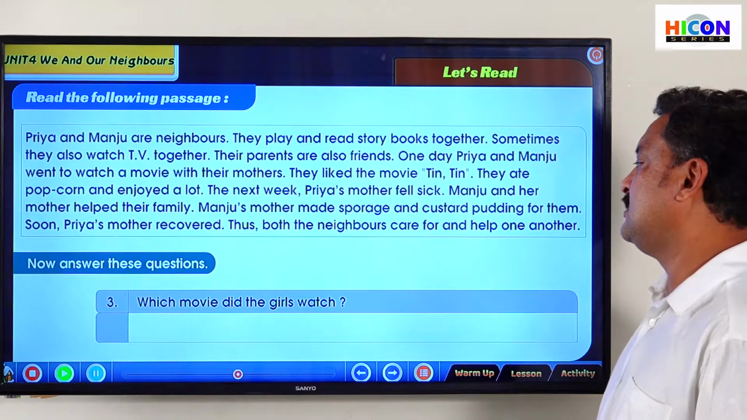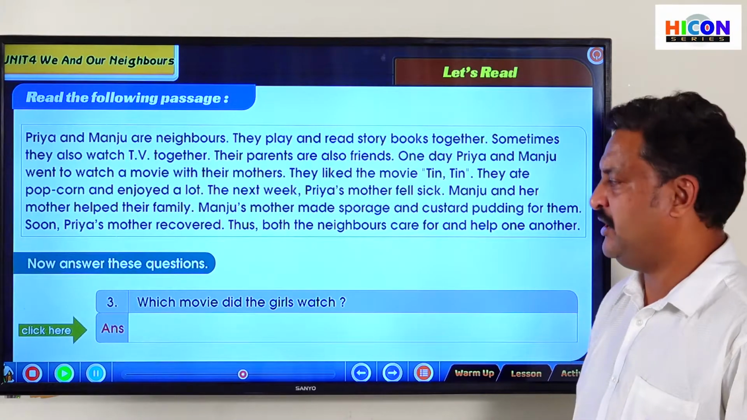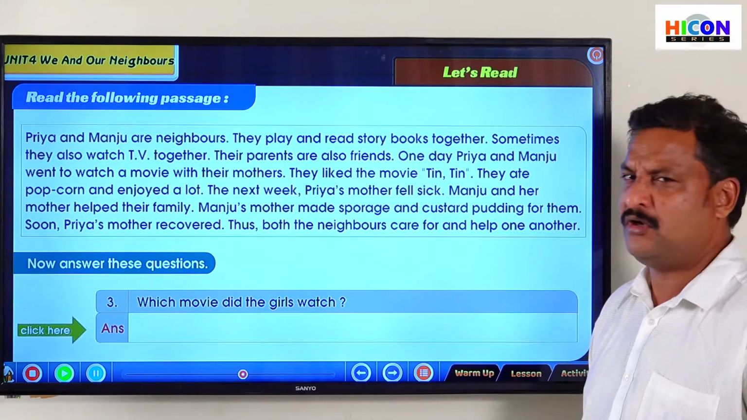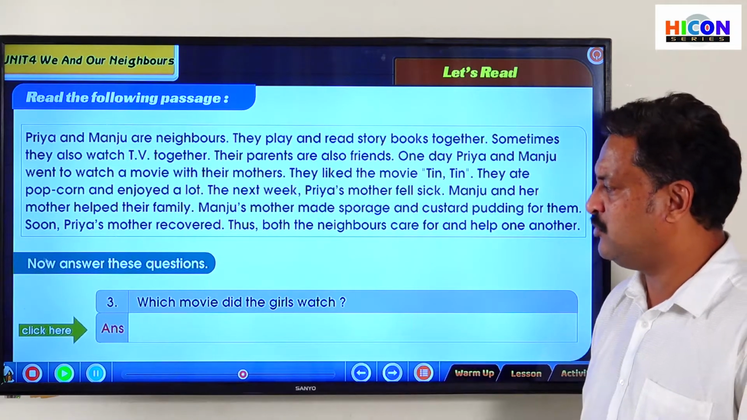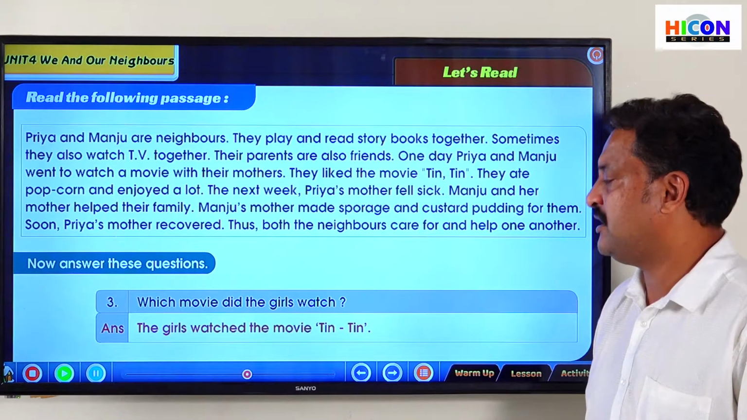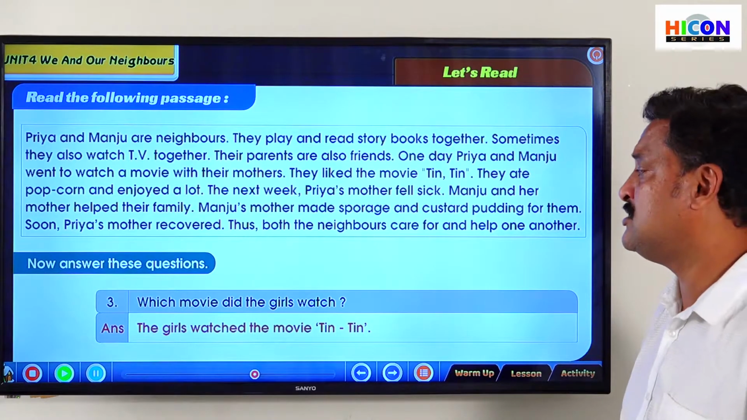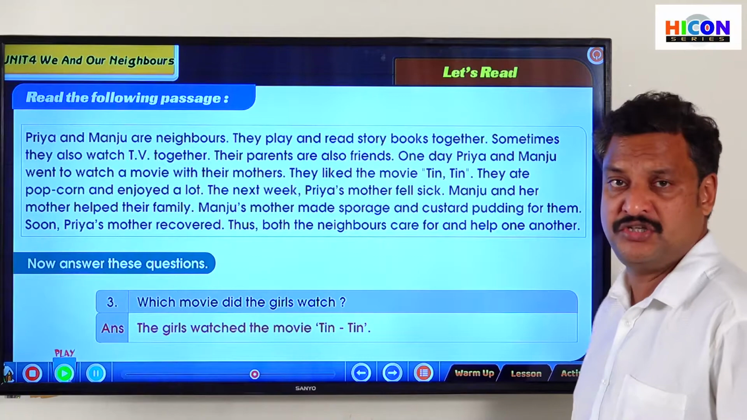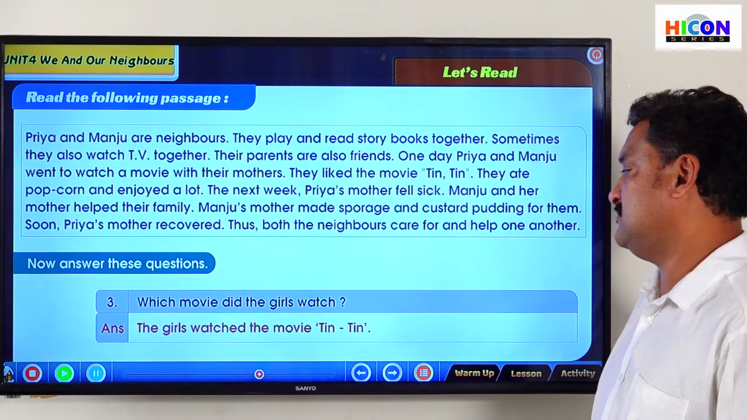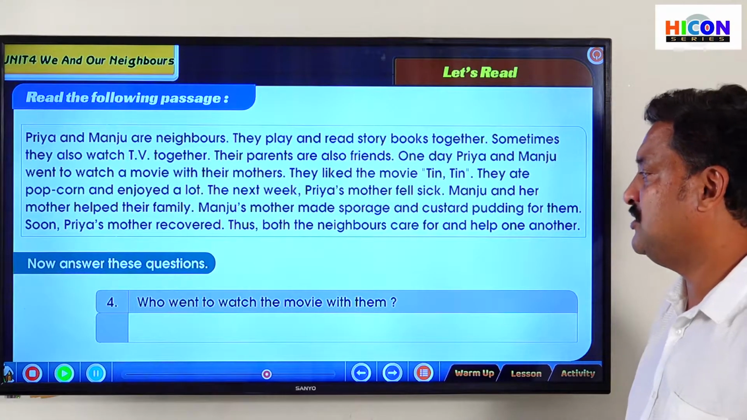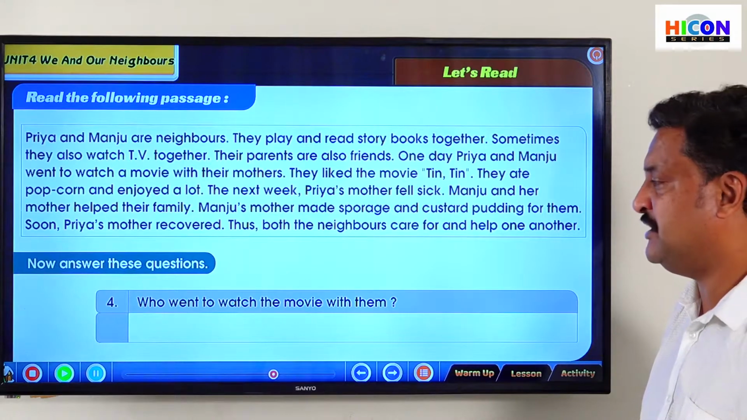Which movie did the girls watch? So one day they, along with their mothers, went and watched some movie, no? Yeah, what is that movie? The girls watched the movie Tintin. What did the girls watch? The girls watched the movie Tintin. Next question.